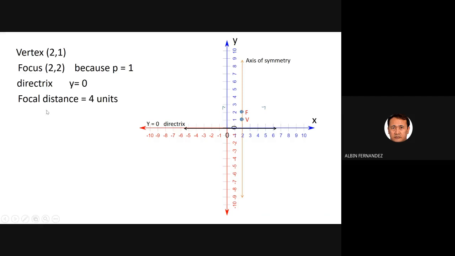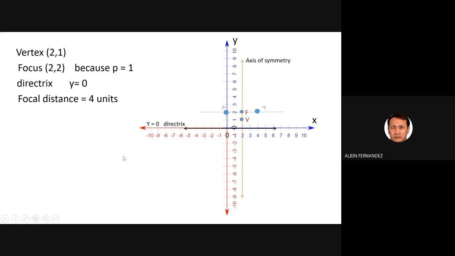Other than this, we need to identify the focal distance, which is 4 units. Remember this, it's equal to 4p. That would mean from the focus, you'll be moving 2 units to your right and 2 units to your left for a total of 4 units. We draw a broken line perpendicular to the axis of symmetry, parallel to the x-axis. Then you just count 2 units to your right and then 2 units to your left.